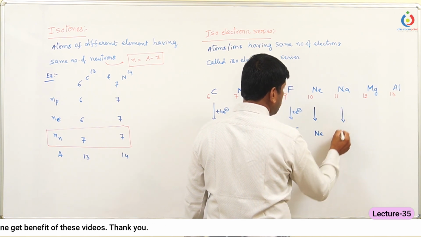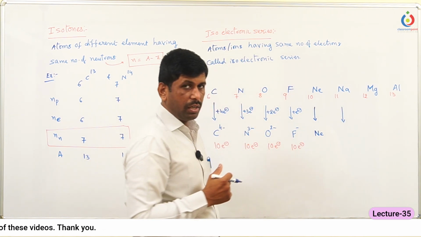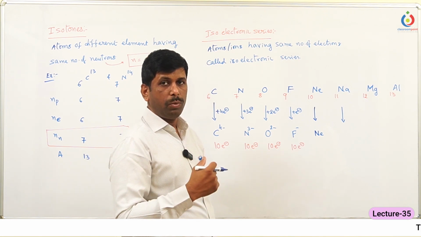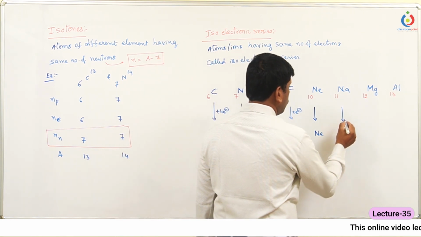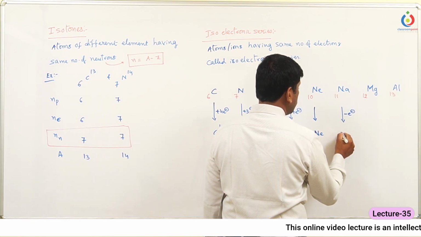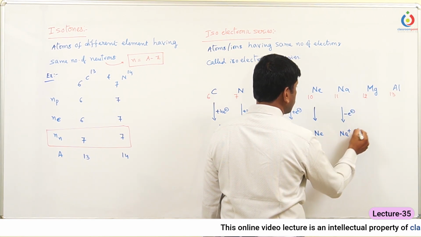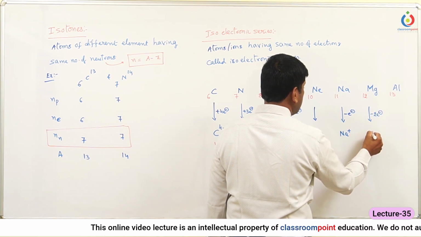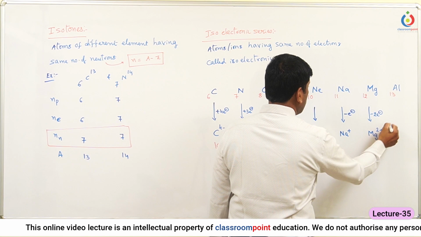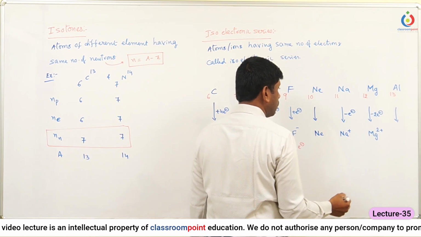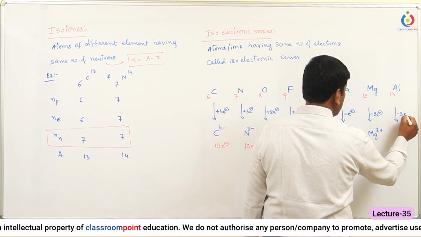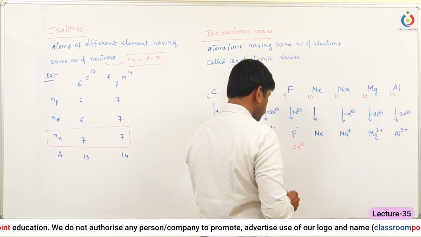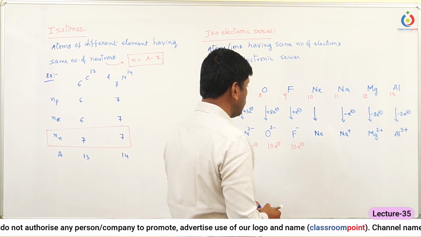Then what about the sodium? Sodium is having 11 electrons. To make its electrons equal to 10 electrons, we have to remove electrons now. So remove 1 electron from sodium, you will get the Na plus ion. From magnesium, we have to remove 2 electrons to get the Mg2 plus ion. Aluminum is having 13 electrons, so it is necessary to remove 3 electrons to make it Al3 plus ion.